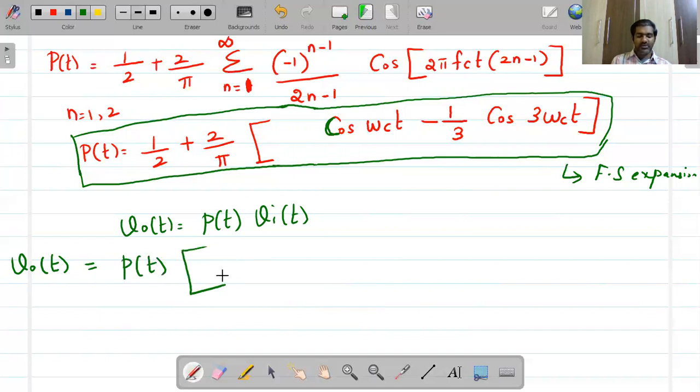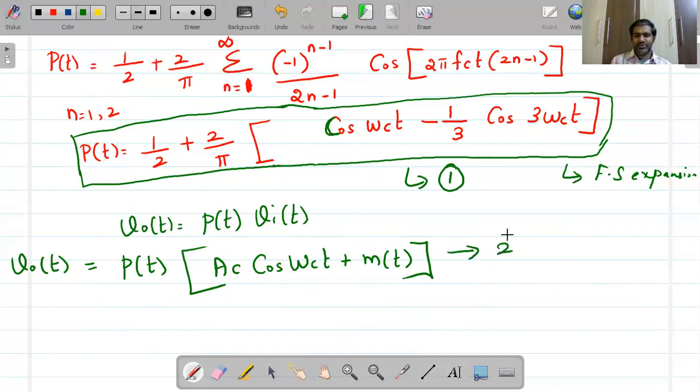What is VA of t? VA of t we know as AC cos 2 pi fct plus m of t, and 2 pi fc we can write as omega c, so AC cos omega ct plus m of t. Now I will substitute my P of t expression in this equation. Let me say this is equation 1, this is equation 2. So now I will substitute equation 1 into equation 2 and solve it.